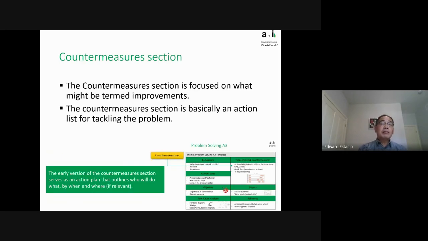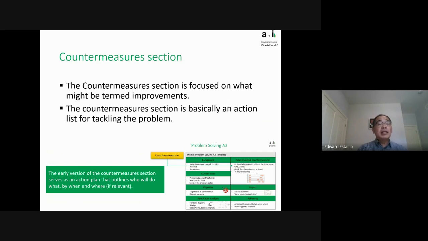Then you'll have the countermeasure sections. What can we term as improvements? What are the countermeasures? What are the action lists for tackling that problem? What can we do to make sure we eliminate that problem?